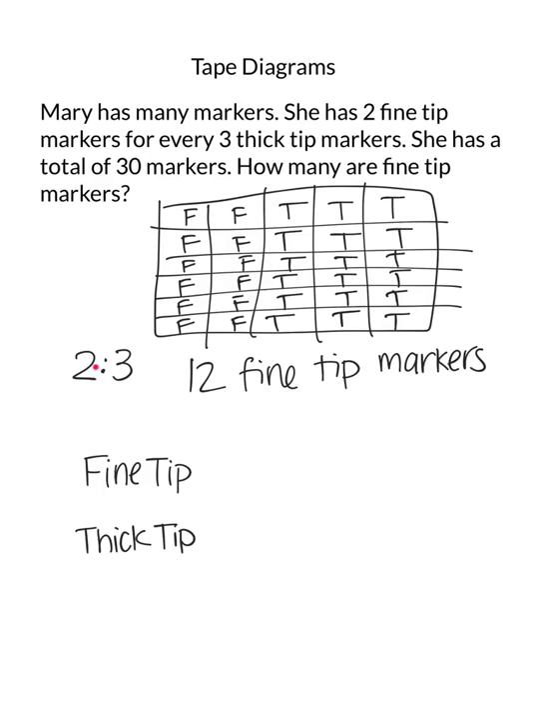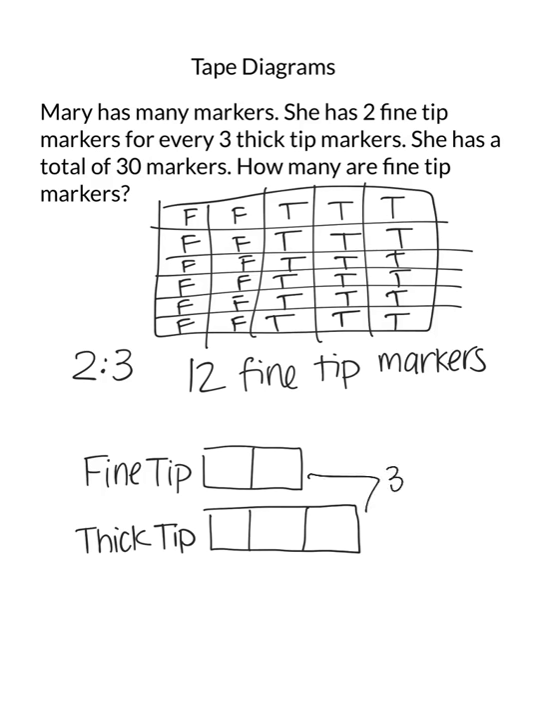So this 2 is for fine tip. So I'm going to draw 2 boxes next to fine tip. And the 3 is for thick tip. So I will draw 3 boxes next to thick tip. Then it tells me there is a total of 30 markers. So when I add up everything here, it's going to be 30 in total.